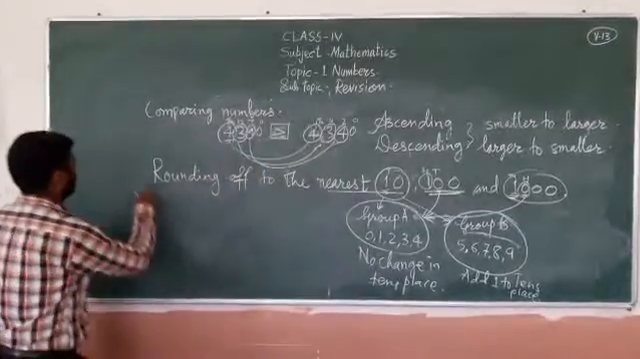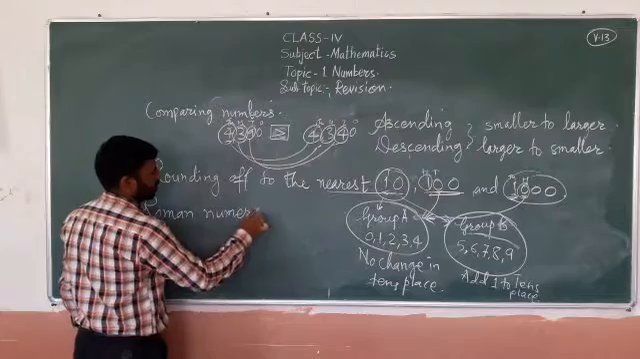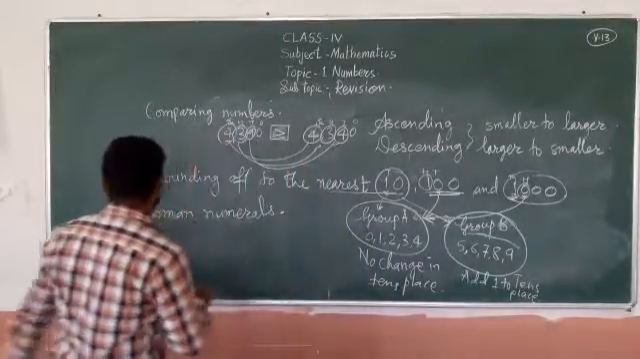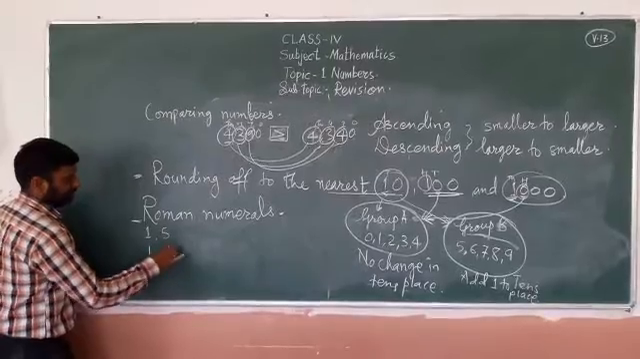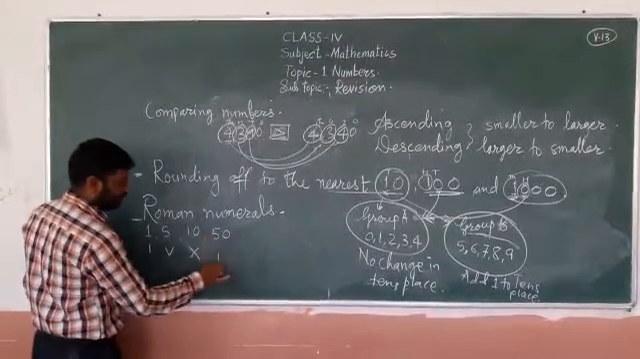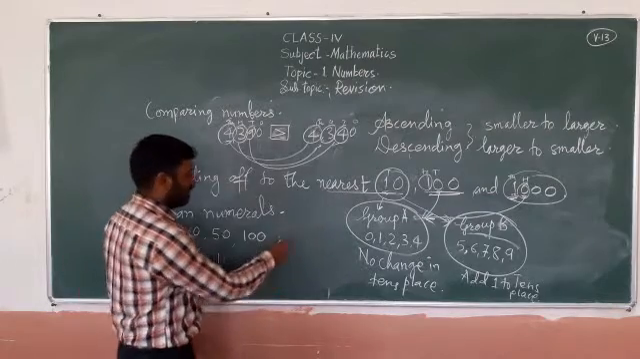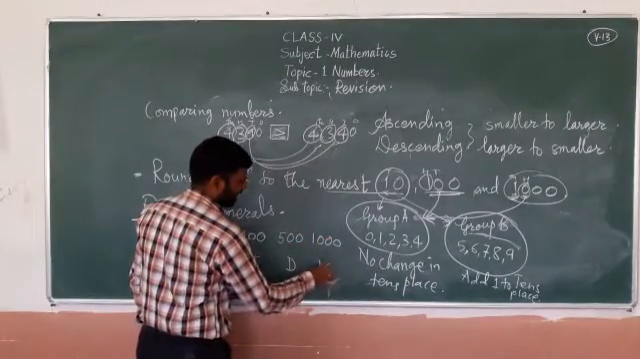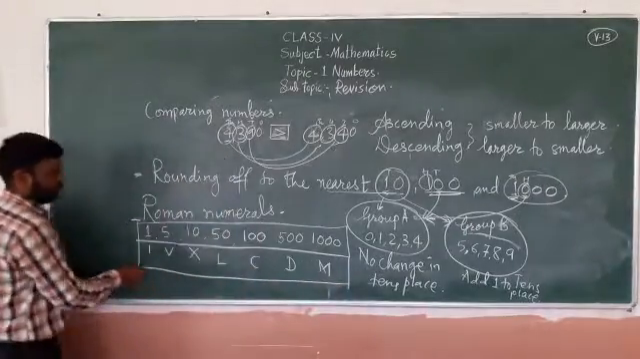And then we saw the Roman numerals. We know that certain basic symbols are there which are very important. 1 means I, 5 means V, 10 is X, 50 is L, 100 is C, 500 is D, and 1000 is M. Understand? These are the basic symbols of Roman numerals.